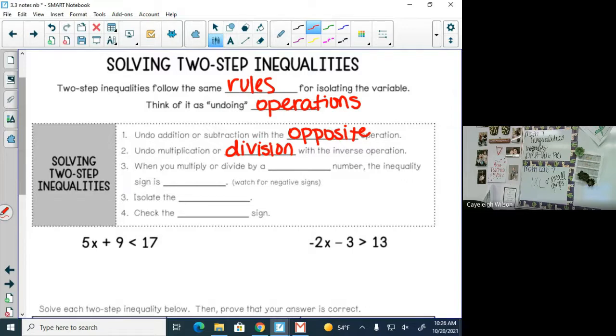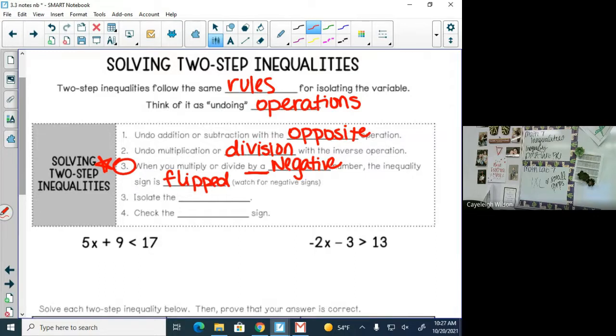But the only thing we're going to have to worry about between equations and inequalities is when you multiply or divide by a negative number, the inequality sign is flipped. So that will only happen when it comes down to multiplying and dividing both sides by a number.